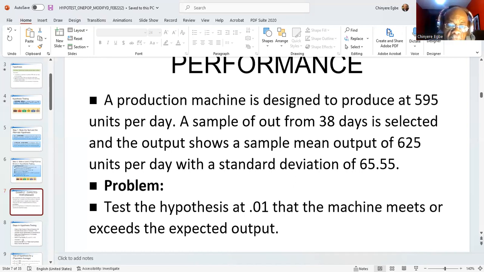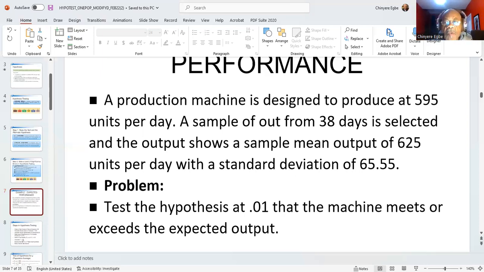So today was 600, the other day it was 500, the other day was 400, another day it was 300, another day it was 650, and so forth and so on. And then you calculate the average. And in this case, we showed an average of 625. That was the average we got. But does this mean that the machine produces more than 595 per day? Not necessarily. In statistical analysis, that is not how we do it.